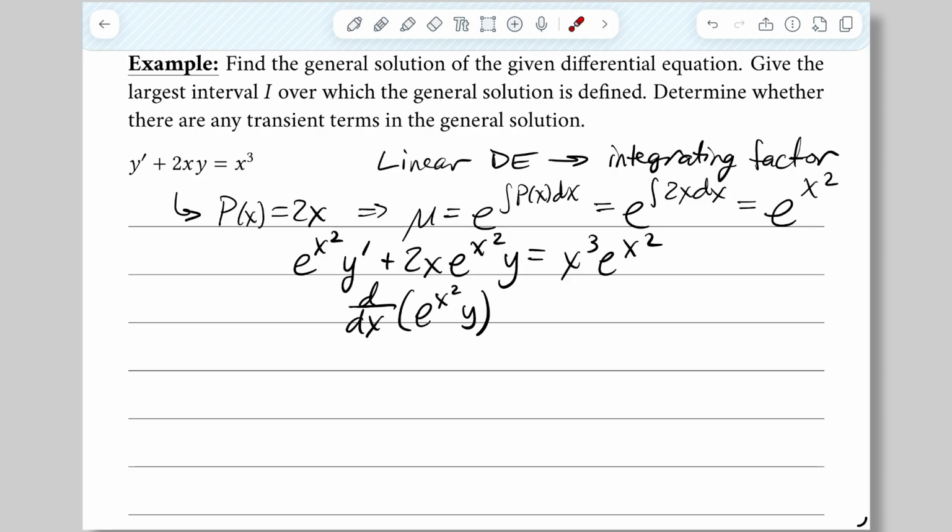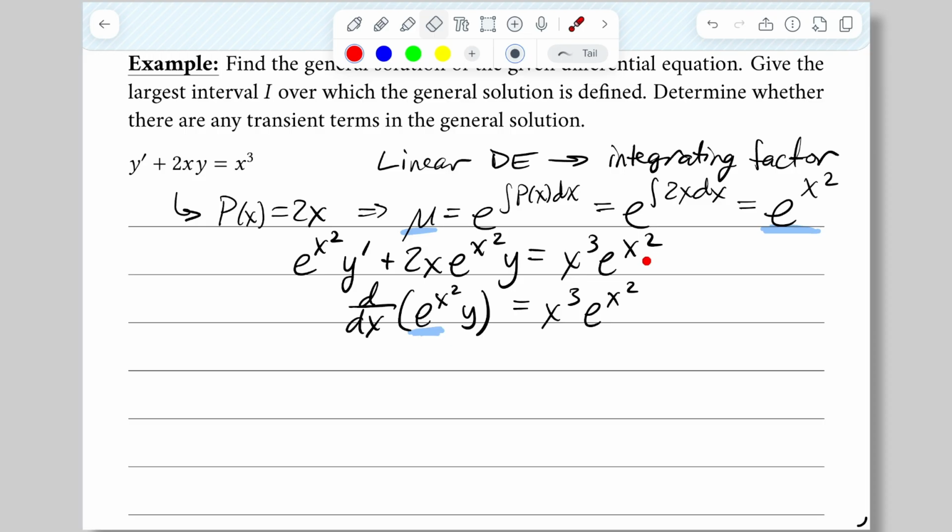It would be a good idea for you to differentiate this using the product rule to convince yourself that that's indeed what we have. And it's always the case that the function that we call mu is the thing that's going to be the factor next to y in that derivative of the product. Now we've only rewritten the left-hand side. The right-hand side stays the same.